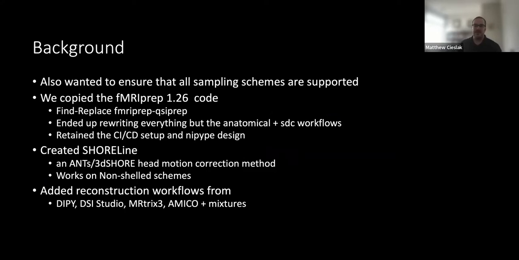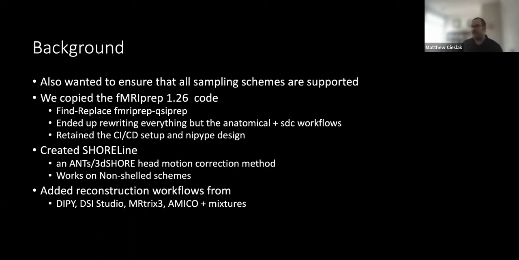So like we said earlier, the FSL workflows only work for shelled schemes, so either DTI single shell or multi-shell schemes. We wanted to be able to support Cartesian and random sampling schemes as well. So that was something we knew we would need to create a separate workflow that had similar looking outputs to FSL's. And to get the project started, we copied the entire source tree of fMRIPrep version 1.26, and we did a find and replace and replaced fMRI-Prep with QSIPrep.